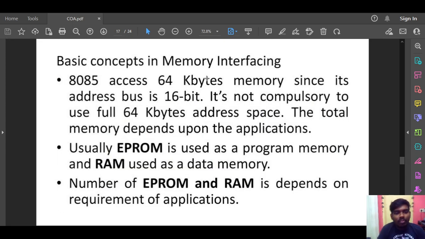Basic concepts of memory interfacing. The 8085 accesses 64 kilobytes of memory. Since its address bus is 16-bit, it is not compulsory to use the full 64 kilobytes address space. The total memory depends upon the applications. Usually, EPROM is used as program memory and RAM is used as data memory. The number of EPROM and RAM chips depends on the requirements of the applications.